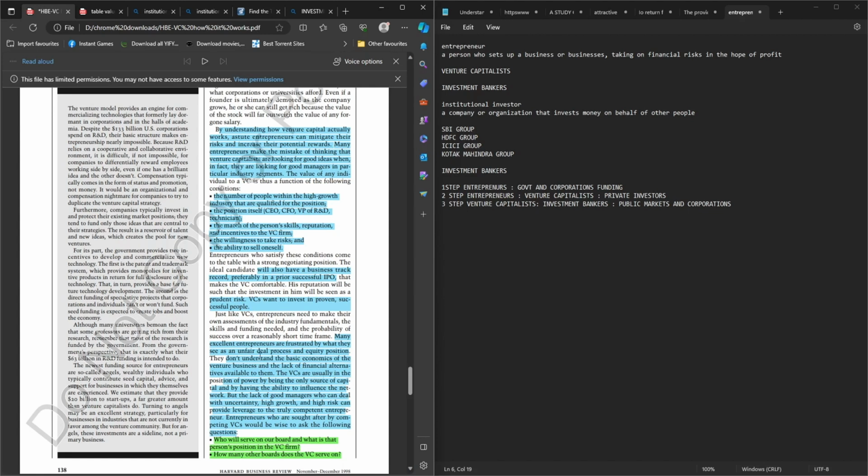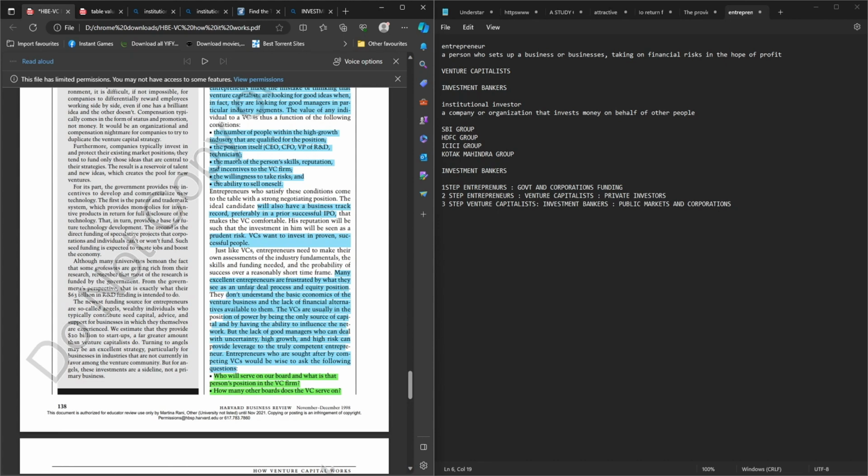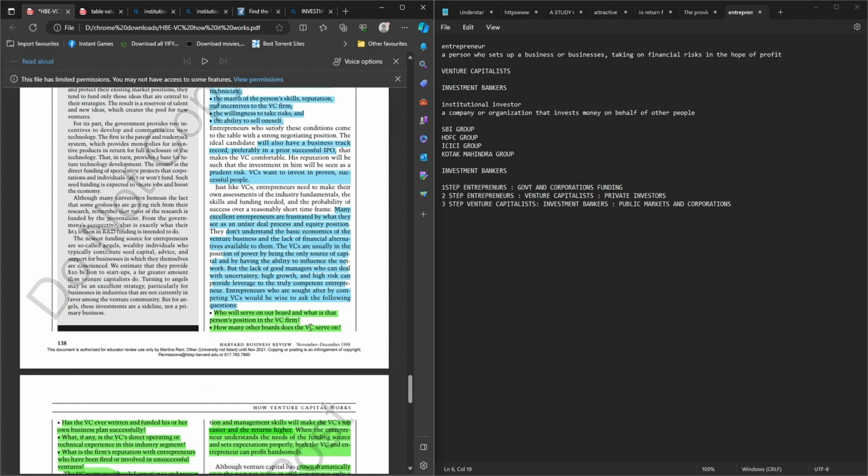Then, many excellent entrepreneurs are frustrated by what they see as an unfair deal process and equity position. They don't understand the basic economics of the venture business and the lack of financial alternatives available to them. The venture capitalists are usually in a position of power by being the only source of capital and by having the ability to influence the network. But the lack of good managers who can deal with uncertainty, high growth and high risk can provide leverage to the truly competent entrepreneur. Entrepreneurs who are sought after by competing venture capitalists will be wise to ask the following questions.